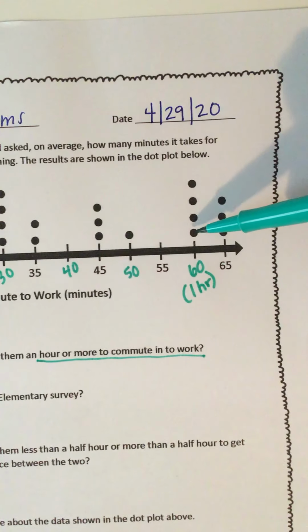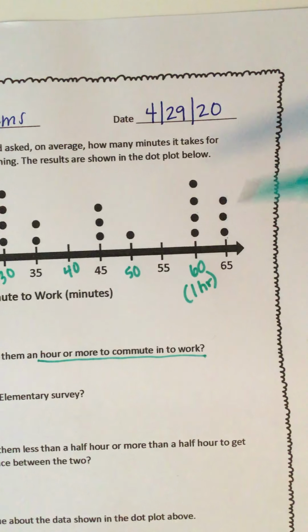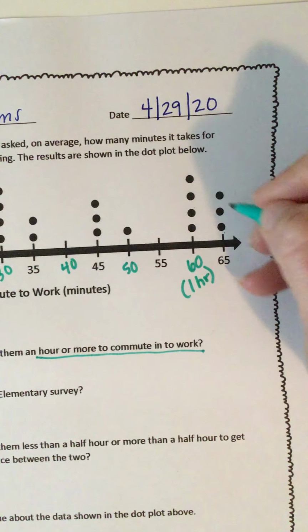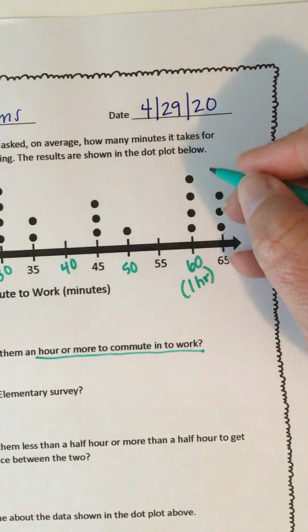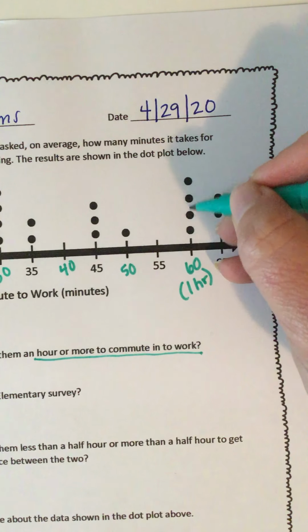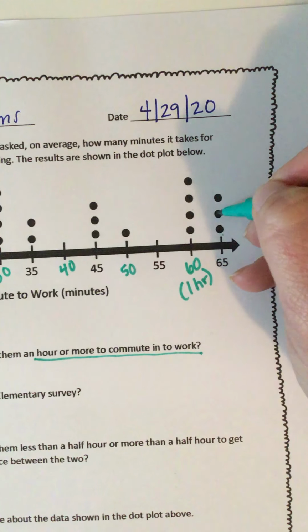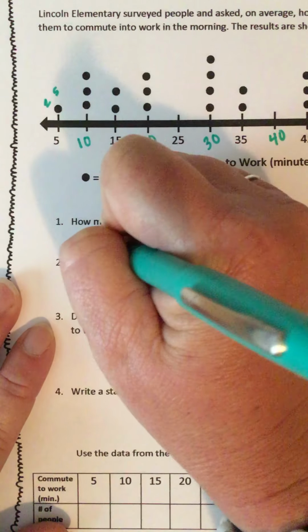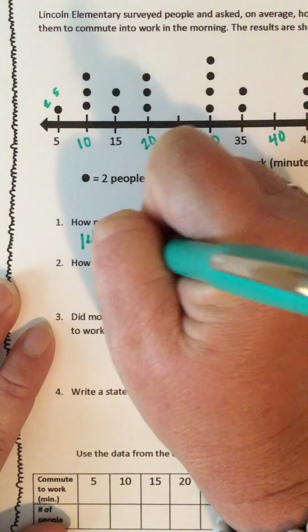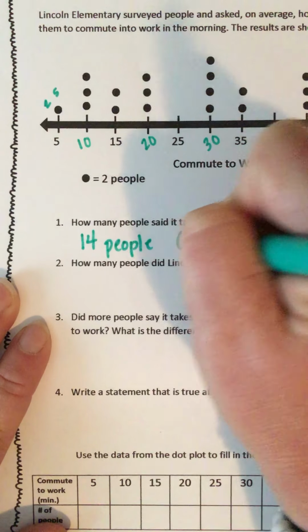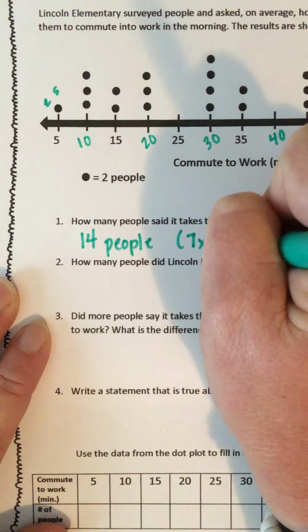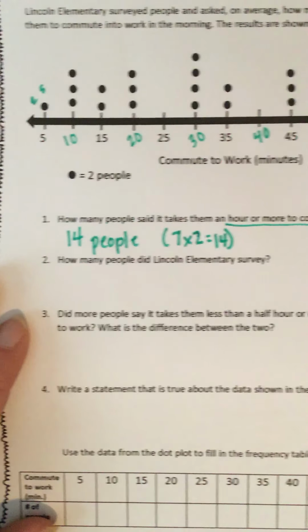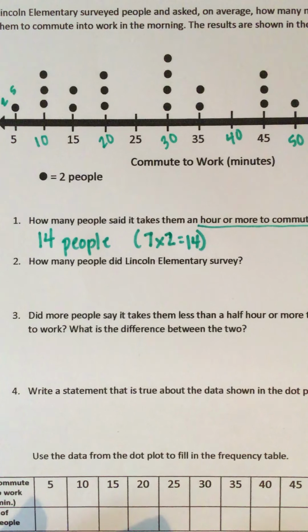All right, so if I'm looking over here, I have 1, 2, 3, 4, 5, 6, 7. Now remember, it's not just 7, but each one of those dots is 2. So it's actually 2, 4, 6, 8, 10, 12, 14. So for the first one, you have 14 people, because 7 times 2 equals 14.